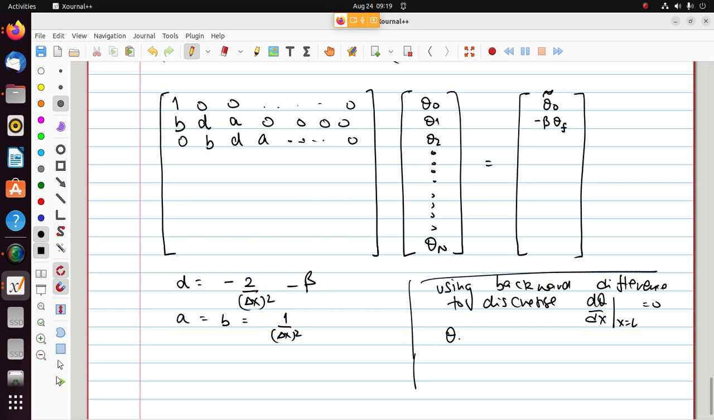If I use backward difference to discretize the right boundary condition, that will be theta at the boundary minus theta at the left point upon the interval size is equal to 0. So that simply turns out to be minus 1 times theta n minus 1 plus 1 times theta n is equal to 0. So in the matrix form, since that equation is for theta n, the diagonal term is 1 and the one before the diagonal is minus 1, and then everything else is 0.